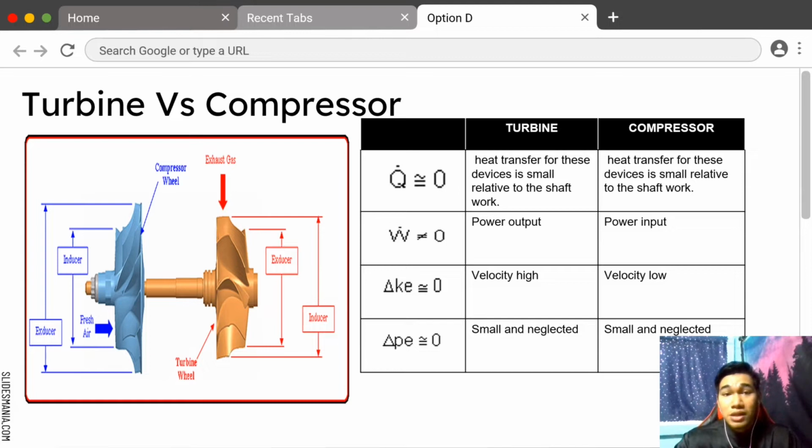The fluid velocities in a turbine are high and the fluid experiences a significant change in kinetic energy. However, it is small relative to the change of enthalpy. The velocities involved in compressors and pumps are too low to cause any significant change in kinetic energy. The potential energy change of the fluid passing through the turbines, compressors, and pumps is small and is neglected.